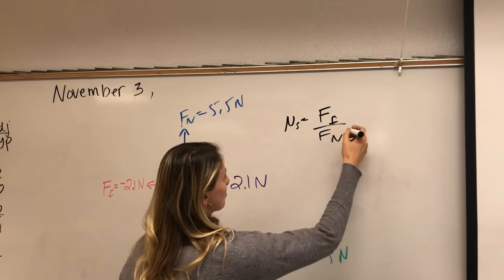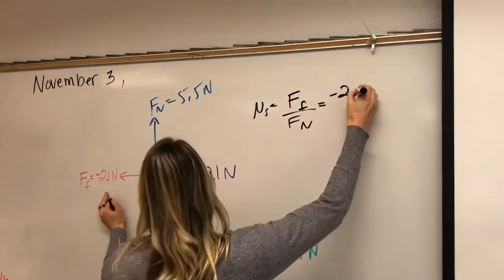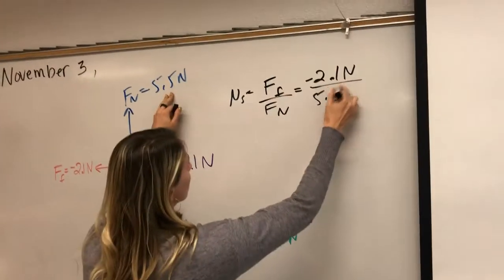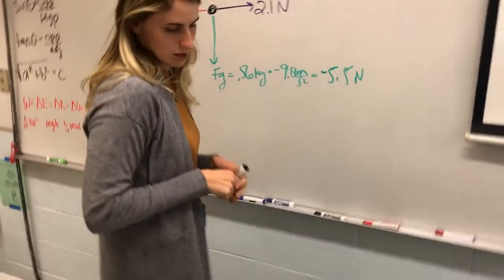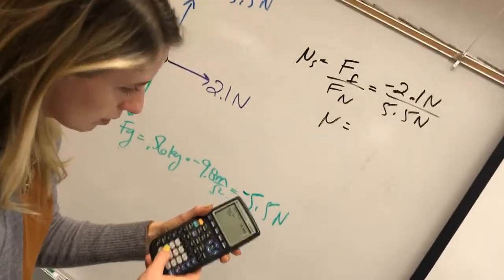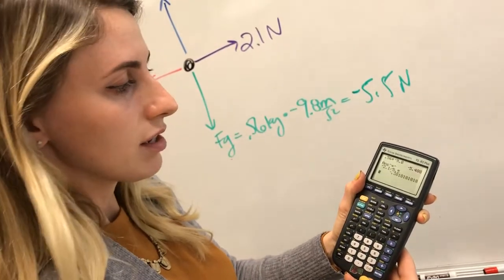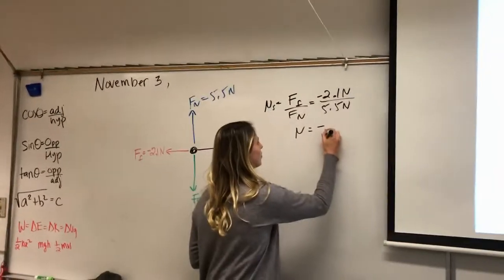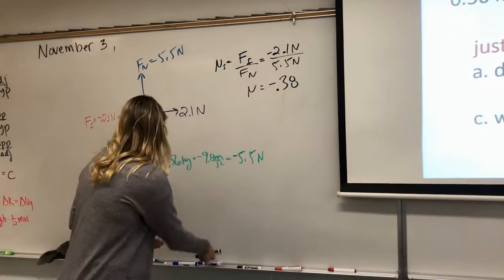Thank you. Sometimes I forget these things. And our force of friction is negative 2.1 newtons divided by the normal force, which is 5.5 newtons. And the mu equals negative 2.1 divided by 5.5, and I get negative 0.38. Boom. That's it. No units if you don't include the negative. It's all right. Whatever you want.